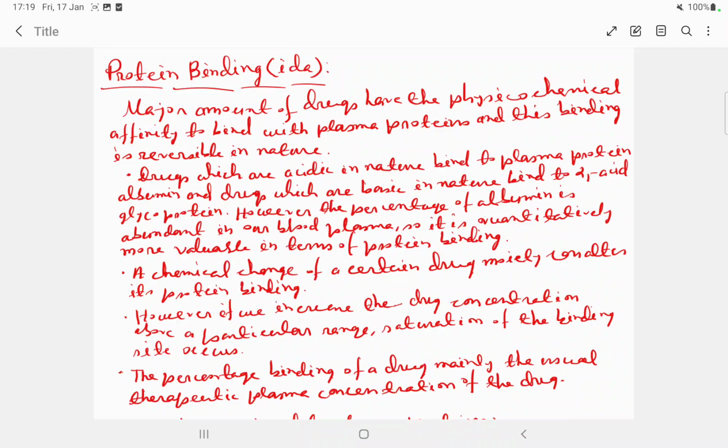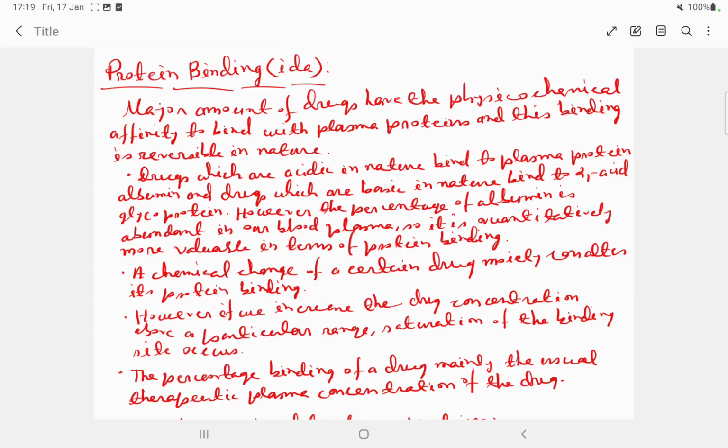Today I am going to discuss protein binding, basically the binding of drugs to plasma proteins. So what is plasma protein binding? It is basically the binding of a certain amount of the drug to the plasma proteins, which dissociates when it is necessary, or when the free concentration of the drug in the plasma decreases.